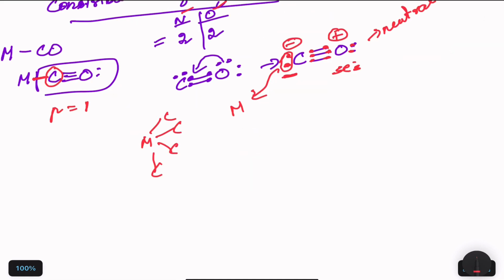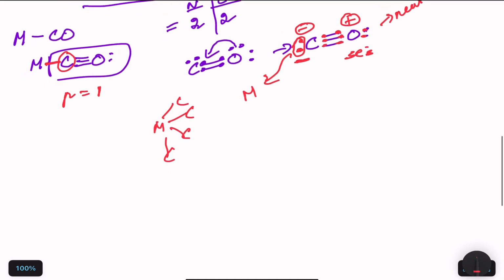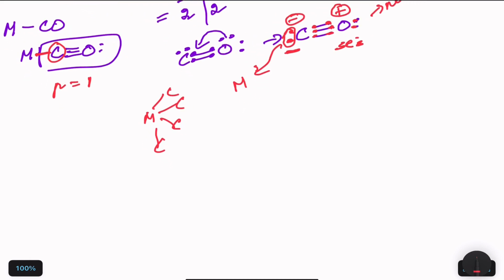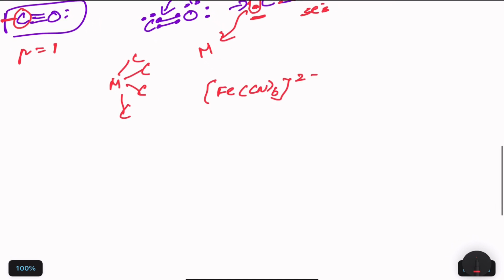Then what about the formal charge for this particular ligand? What exactly does formal charge mean? We usually calculate the oxidation state. Consider Fe with CN6 and 2 minus. What we will do is take Fe as X, the oxidation state of the metal.